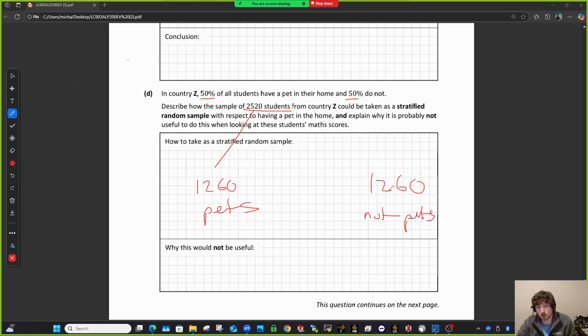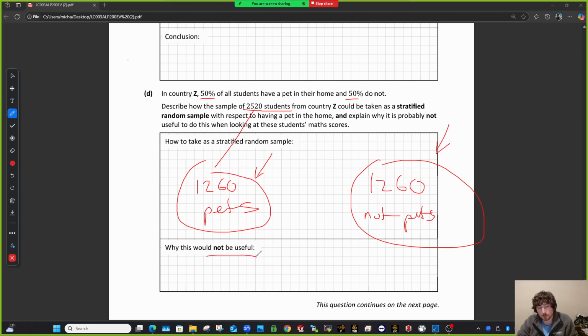So those random people picked from that country, you have to be asking them, do you have a pet or not, to include them in this subset here for your sample. So that's how it would be performed. You would pick this number from people with pets and this number of people with no pets.